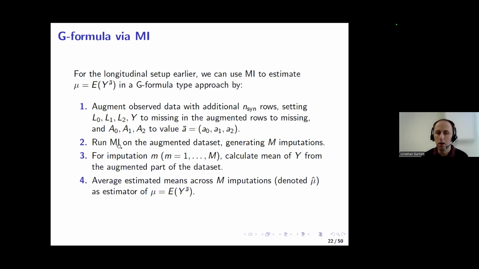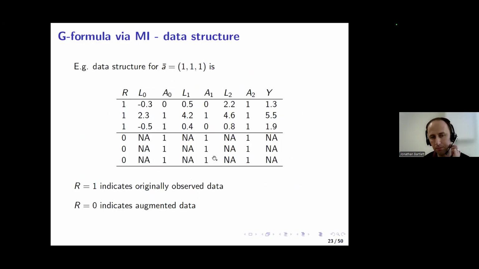We then run our multiple imputation software on this augmented data set, generating M imputations. What that's going to do is fit models to the observed part of the data at the top and use those fitted models to impute the missing values that we've artificially created in the new rows that we've added onto the data set. And then we can carry on, at least in terms of point estimation, in the normal way that we would for multiple imputation: average the estimates of those simulated outcomes in each of the data sets, and then average those averages across the capital M imputations. So here is what the data set would look like.